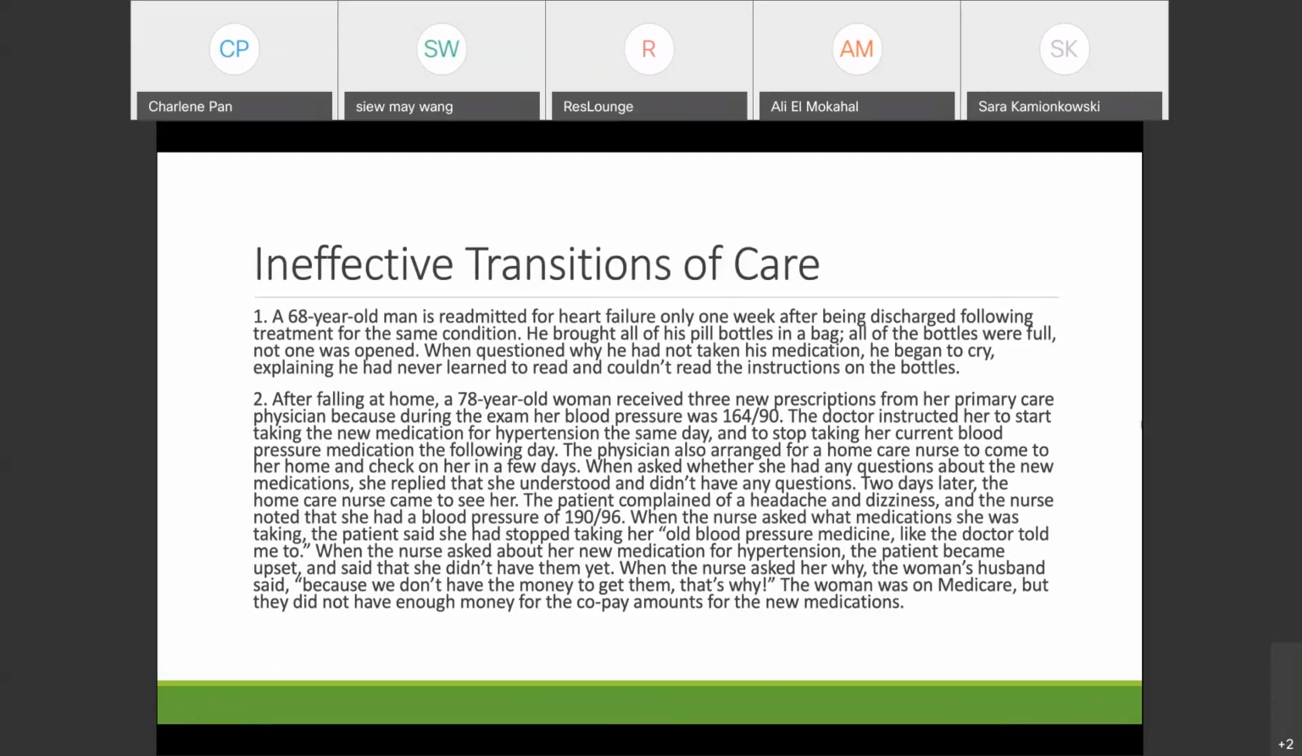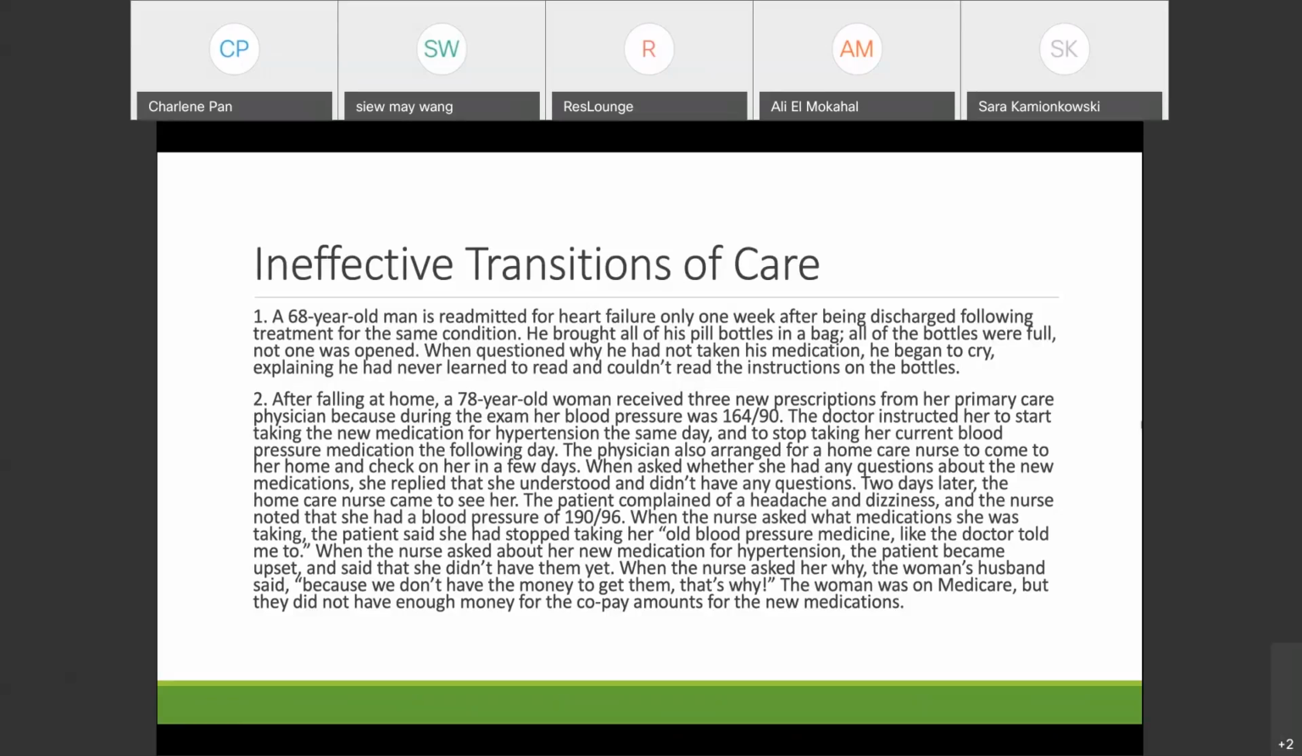Okay, so for this, we kind of assume that the patient can read or understands the instructions or can afford those medications, and that can be harmful to the patient. You need to ask these things, okay, because patients aren't always going to be forthcoming with that. It can be embarrassing for them.